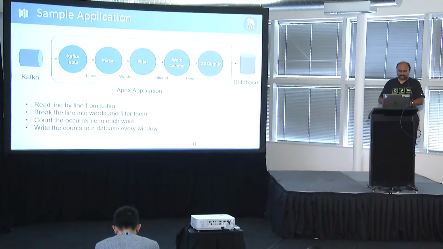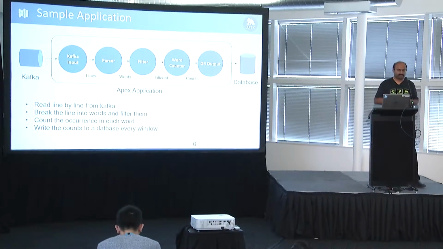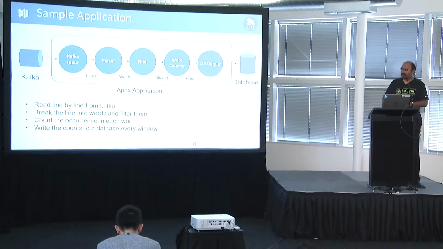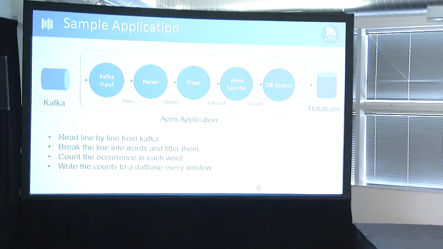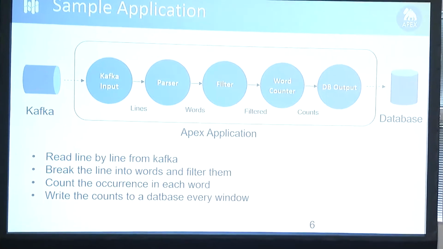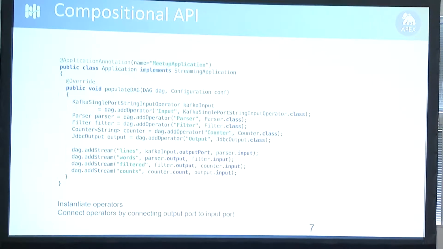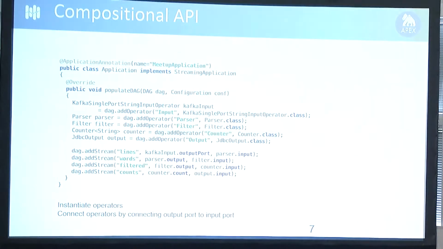I'll illustrate the next topic, describing some of the partitioning with the help of an example. Let's say you have a sample application that's reading from Kafka or any other message bus and then writing to a database. You may be reading from the message stream, doing some parsing and filtering. Parsing is breaking the lines into words. You're dropping some words, then counting how many times each word occurs, and finally writing to a database, right? When you want to build this application, you write some code like this.